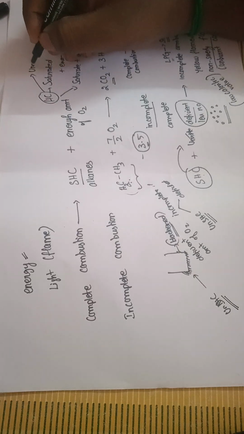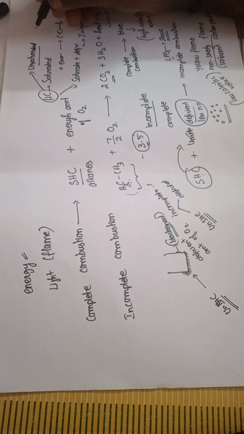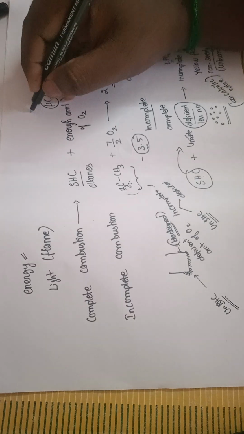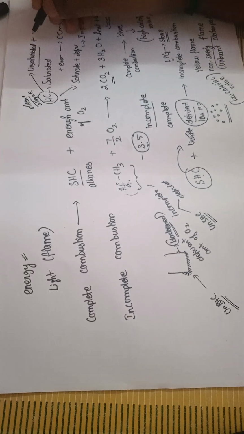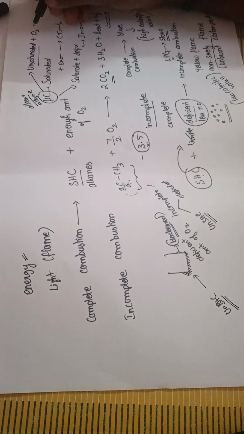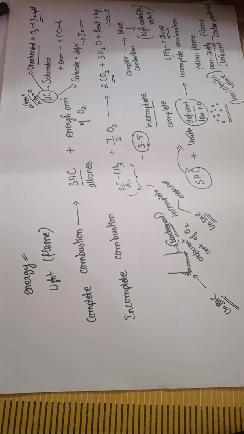If the hydrocarbon is unsaturated, we need not worry about the oxygen. If the hydrocarbon is unsaturated, it can be an alkene or alkyne. In that case, you can supply any amount of oxygen, even excess oxygen, but it will undergo only incomplete combustion. So which combustion will produce a large amount of calorific value?